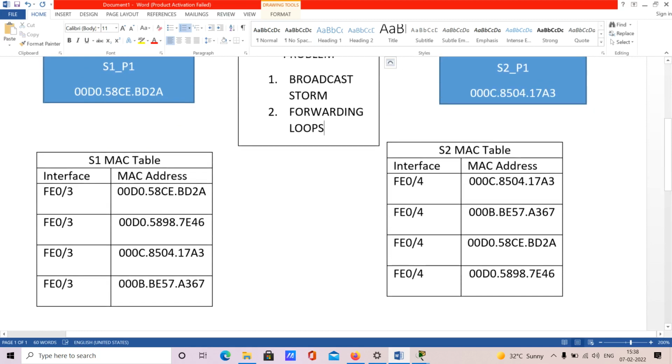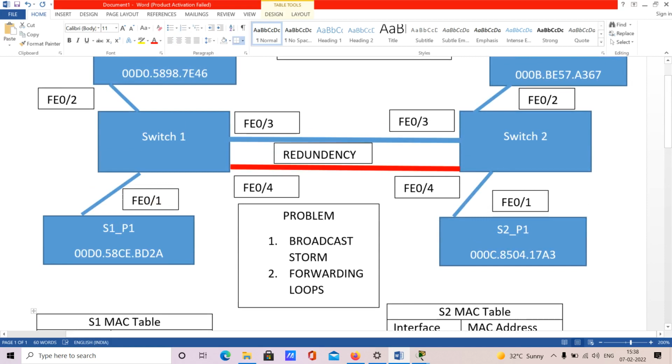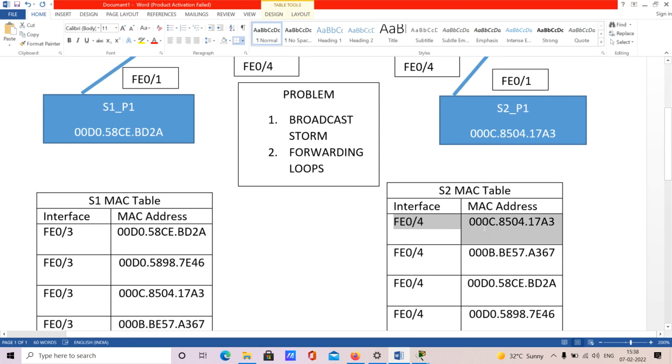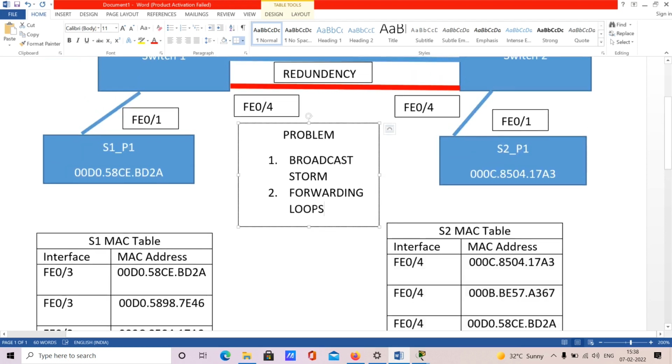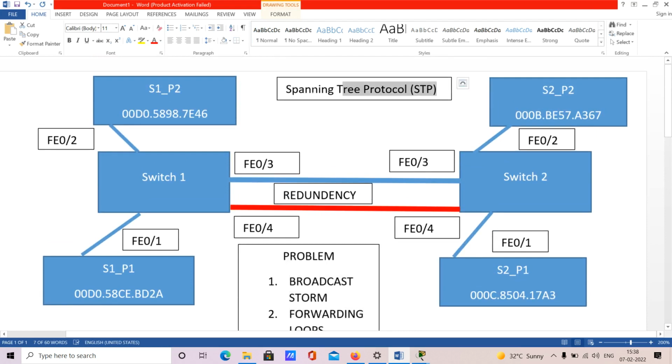In forwarding loops, false entries are being added in the MAC address table, which unnecessarily circulate in the switch, which again unnecessarily creates a false entry. Fine. So in order to overcome both these problems, we are using spanning tree protocol. Now what is the simple solution in this? In simple terms, what does spanning tree protocol or STP do?